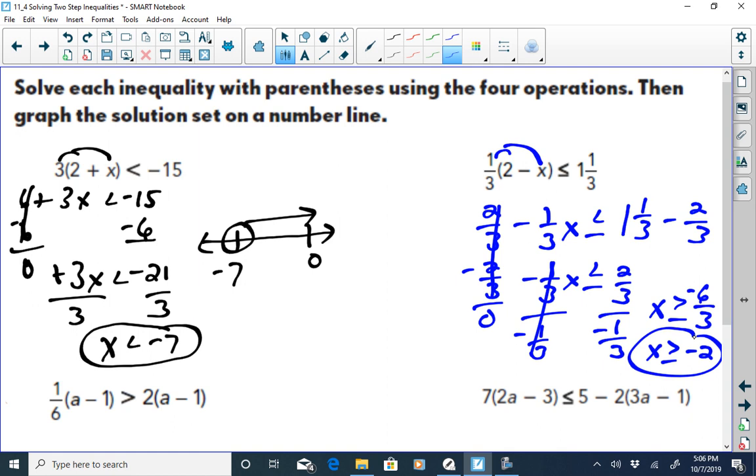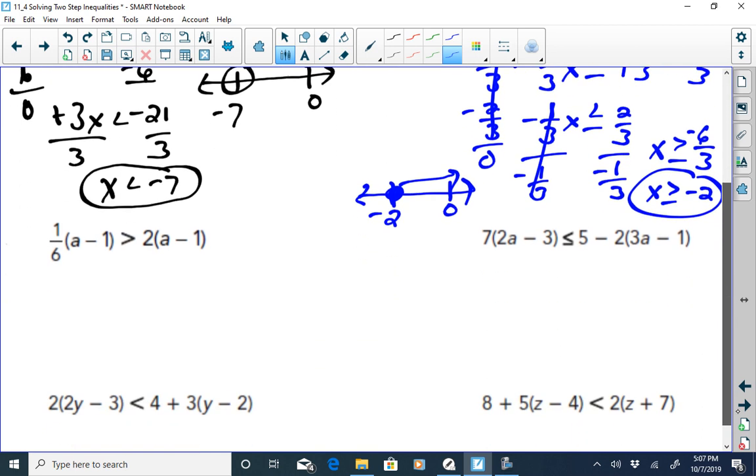Once again, I want to check it. Oh, well, let's graph it. So if I graph it, I'm going to have 0. Negative 2 is to the left of 0. It's closed. And my arrow is going to go to the left, or right. Now, 0 is in my solution set, so I'm going to try 0. 2 take away 0 is 2. 1/3 times 2 is 2/3. Is 2/3 less than or equal to 1 1/3? The answer is yes.